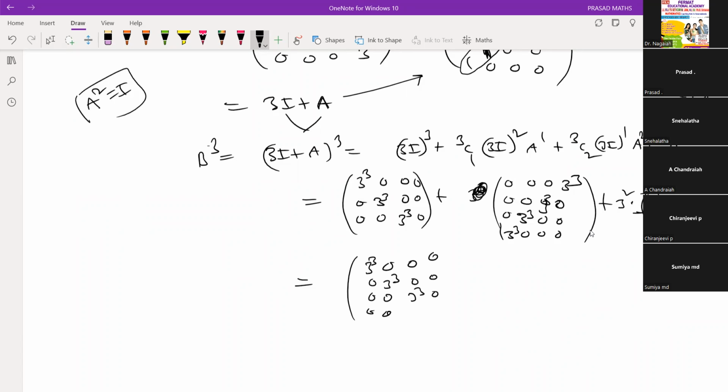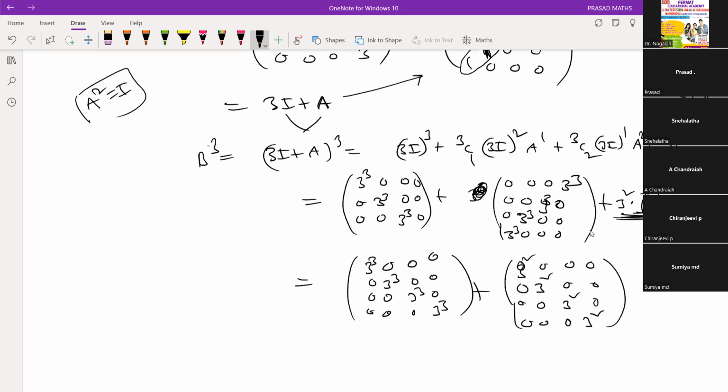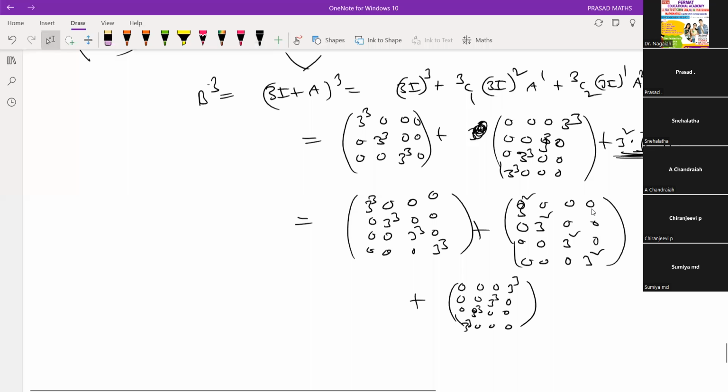Plus 3 square into 3, that means 3 square, times the identity matrix, that is 3 square on the diagonal and zeros elsewhere. Next plus 3 cube, that is, 3 power 3 on the diagonal, plus A, which is 0 0 0 1, 0 0 1 0, 0 1 0 0, 1 0 0 0. So add this and we get the answer.